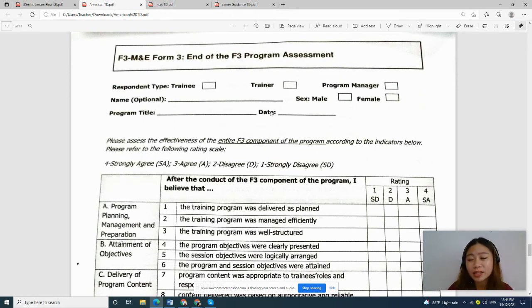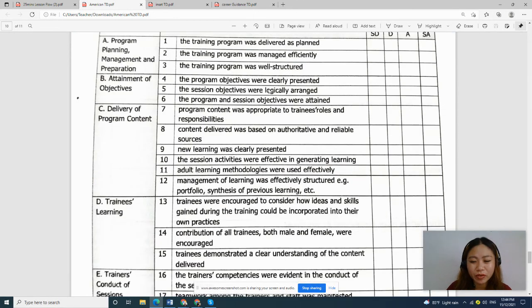But in the actual one, you're going to print a lot of it and make sure that your co-teachers answer this, because after the program you're going to collect this as your MOVs of the program, and it's very important to compile. Because when you finish the program, you're going to submit to the division office as your accomplishment report. So make sure to keep this one, the F3 form.